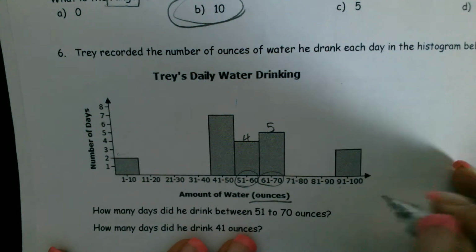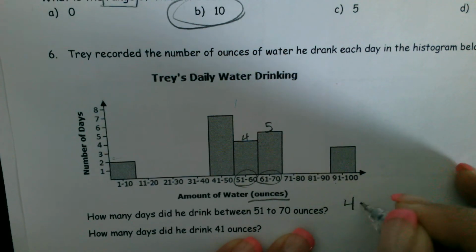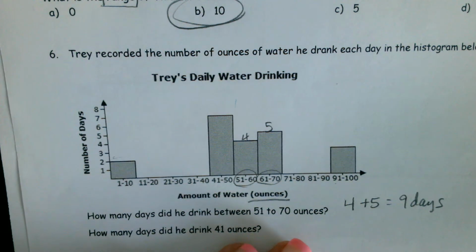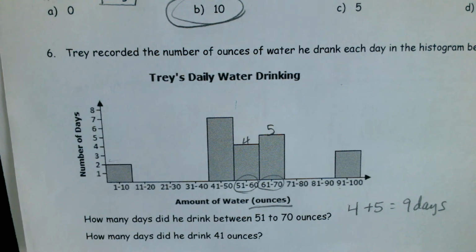So 4 times he drank 51 to 60 ounces, and 5 times he drank 61 to 70 ounces. So how many days did he drink 51 to 70 ounces? 4 plus 5 is 9 days. So on 9 days, he drank between 51 and 70 ounces.